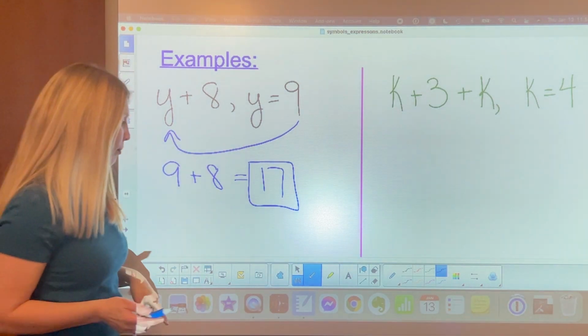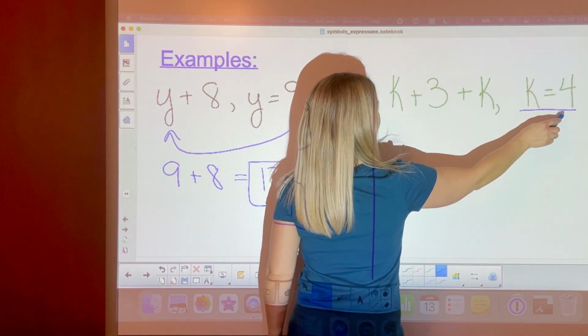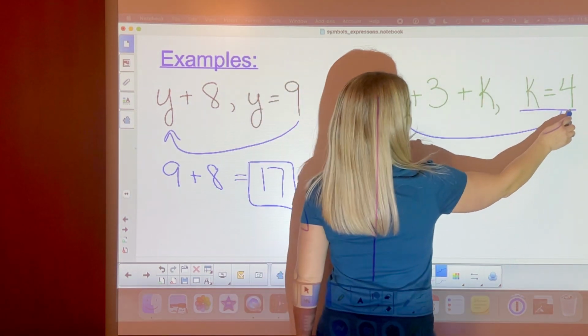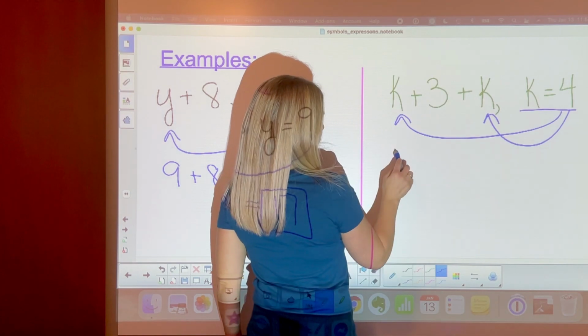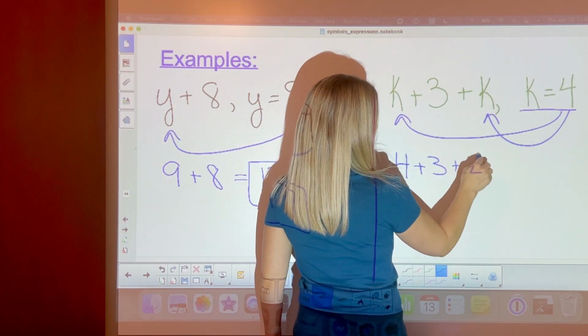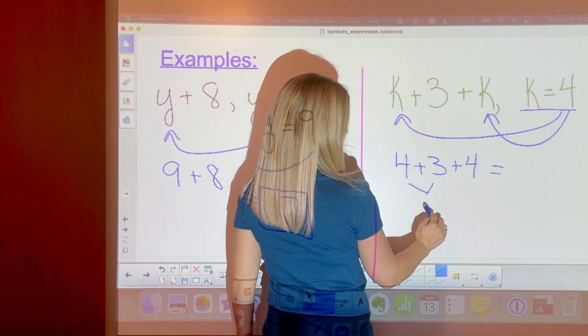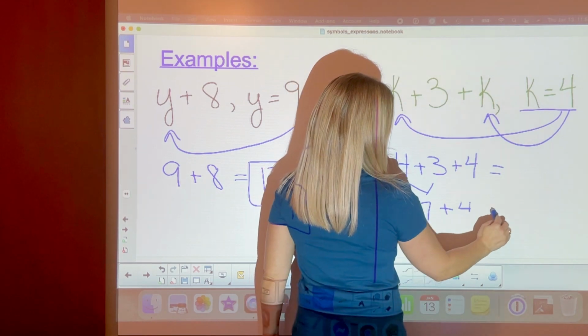Let's try the problem on the right. We have k wants to be 4, so I have to stick this 4 in for both of these k's. So k is now 4 plus 3 plus 4. When you add those together, 4 plus 3 is 7. 7 plus 4 then is 11.